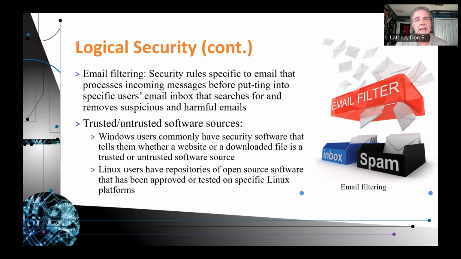Trusted, untrusted software sources. Windows users commonly have security software that tells them whether a website or downloaded file is trusted or untrusted software based on its source. Linux users have repositories of open source software that have been approved and listed on specific Linux platforms, stopping you from installing Linux distros that are not authorized by your company.